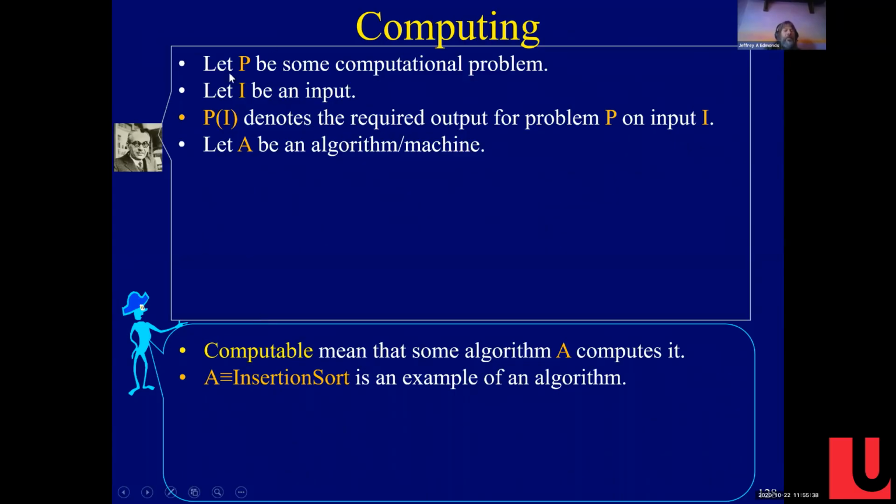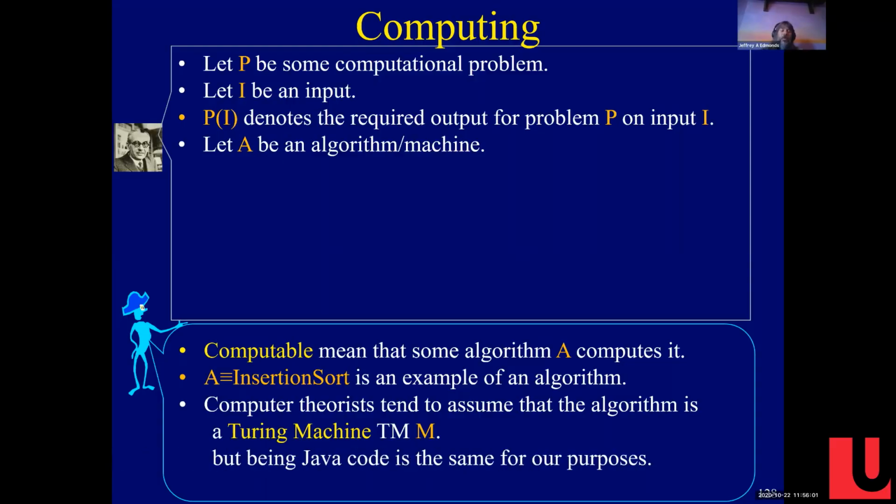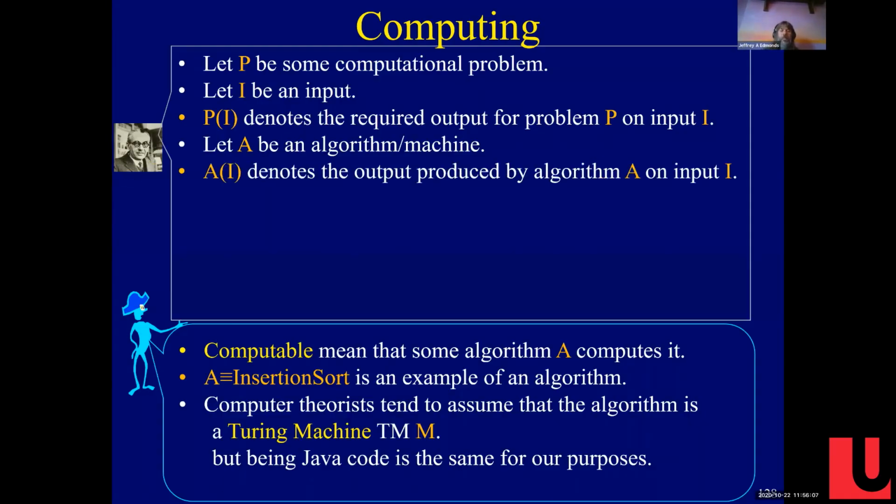All right, so what are we doing here? We have a computational problem that could be sorting, and then the algorithm is an algorithm like insertion sort that solves the problem, right? And computer theorists, when they talk about algorithms, they tend to think about it being a Turing machine. Why? Because Turing came up with the first model of computation, and it was a Turing machine. But as far as we're concerned, it could be some Java code, right? Doesn't matter. It's something that solves it.